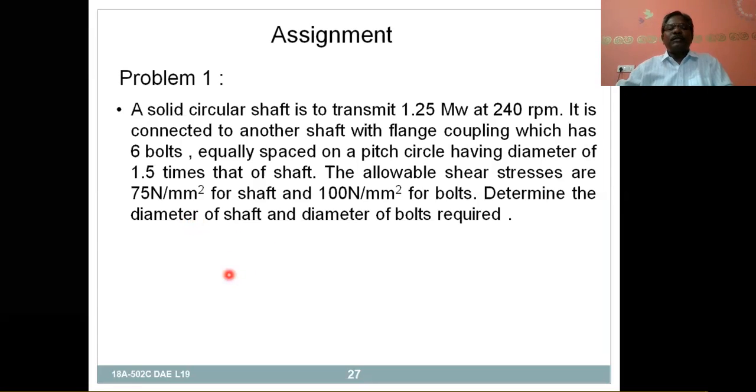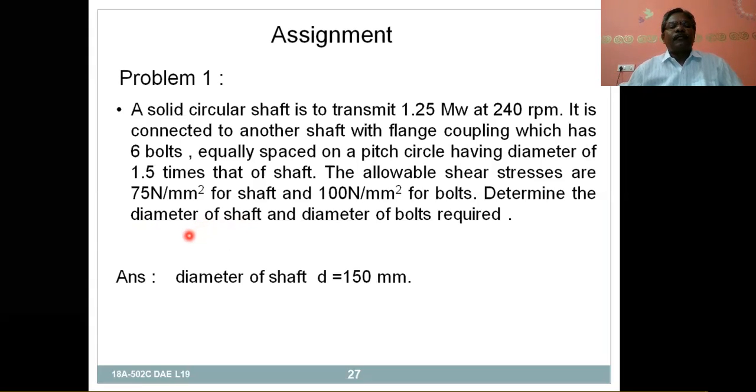Whereas for the diameter of the bolts, the allowable shear stress for bolts is given. So T is equal to pi by 4 d1 square into N. d1 should be calculated. Torque is available from the power formula, into Fs which is given, and dP is also given as 1.5 times D. N is also given, so you can get your bolt diameter. I think it is a very easy problem. So the diameter of the shaft is 150 mm, and the diameter of the bolt d1 is equal to 31 mm. Let us try it yourself.